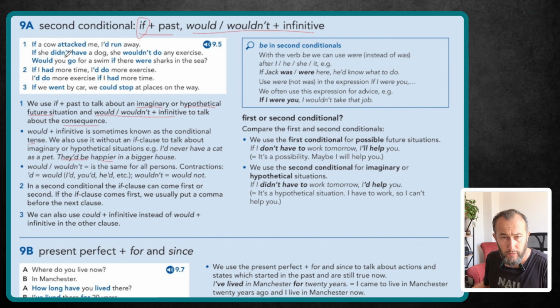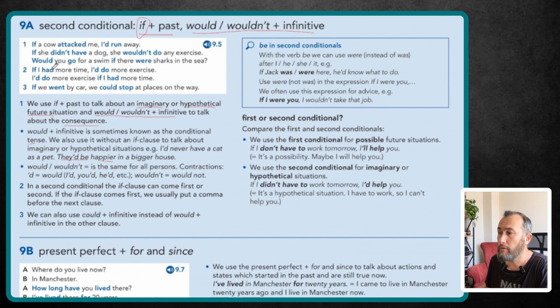Negative, didn't, obviously, because past simple. If she didn't have a dog, that means now she has got the dog. Reality, she has got the dog. From here, I can understand that she has got the dog. But they're imagining the opposite. If she didn't have a dog, she wouldn't do any exercise. So the reality, she has got a dog, so she does exercise because she goes for a walk with the dog, I believe. That's what they're talking about. Let's imagine if she didn't have a dog, she wouldn't do any exercise.